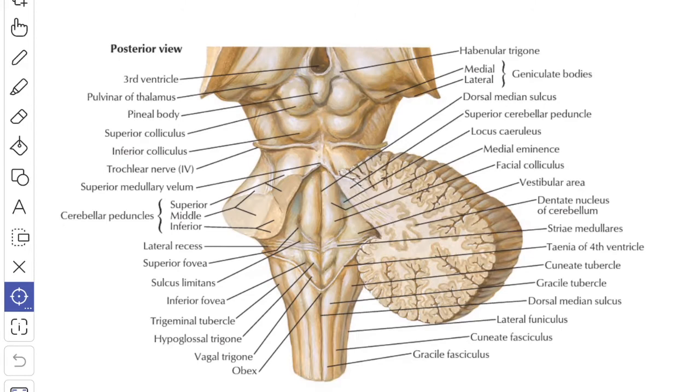This is the dorsal view, or the posterior view. Now we'll see the features of the posterior aspect of the medulla. The dorsal aspect of the medulla is well demarcated into a lower closed part and an upper open part. Now we'll see the features of the lower closed part. The closed part, on either side of the posterior median sulcus, presents 3 longitudinal elevations from medial to lateral: the fasciculus gracilis, the fasciculus cuneatus, and the inferior cerebellar peduncle.